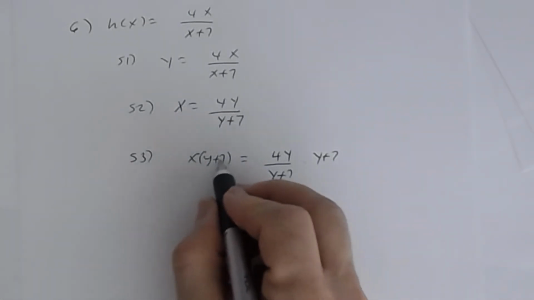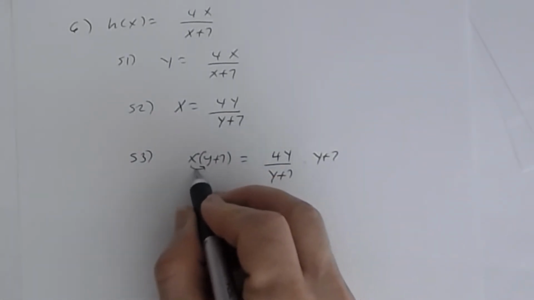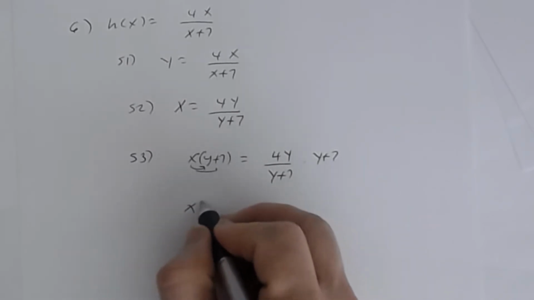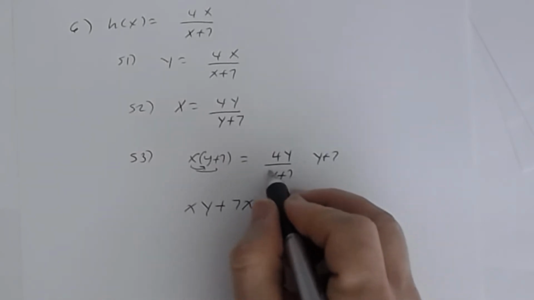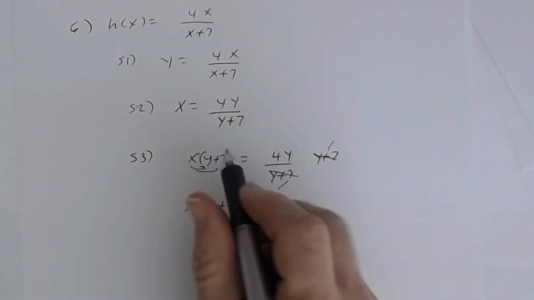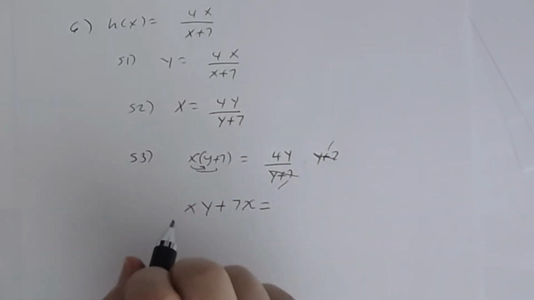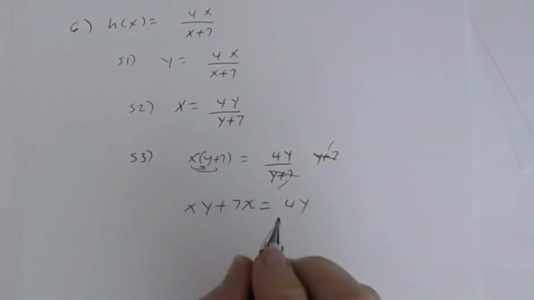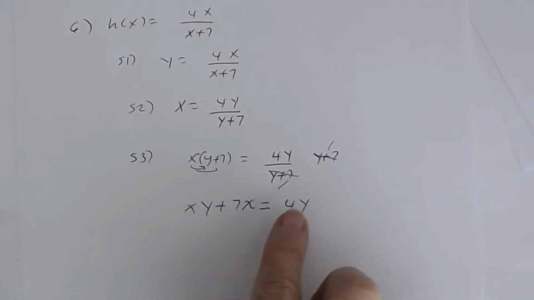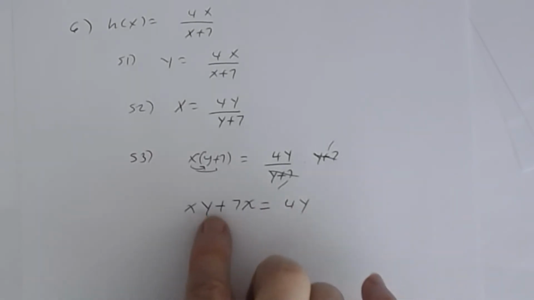Then getting rid of the parentheses here, you can distribute. I get x times y plus 7 times x equal, these y plus 7's divide out. That's the whole point of multiplying by the LCD, and you get 4y. I want you to notice though, there are 2 terms with the variable y.